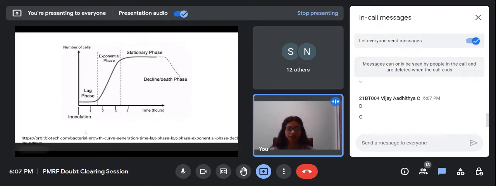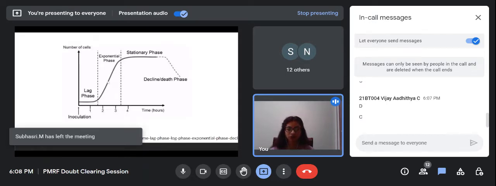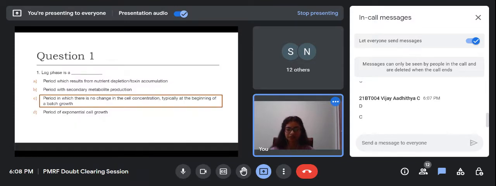So, before I move on, I'd just like to remind you what each phase is. What you see here is the lag phase, at the starting of the graph. Then you have an exponential phase, which is also called a log phase, and then a stationary phase. So the correct answer would be C, a period in which there is no change in cell concentration, typically at the beginning of a batch growth.